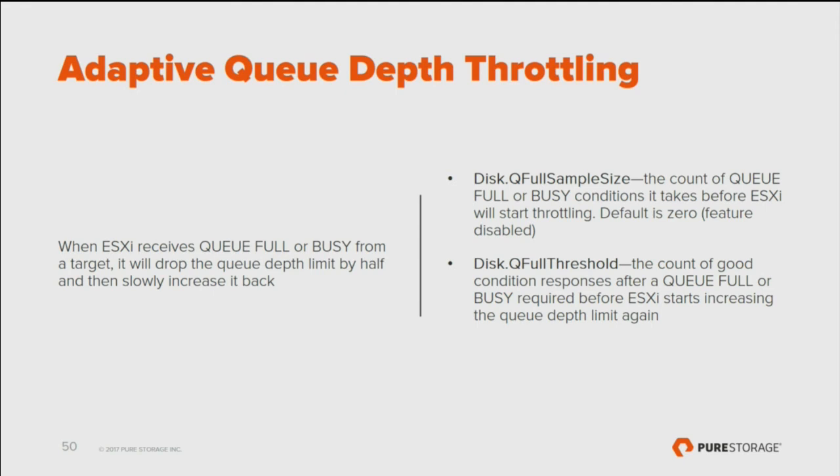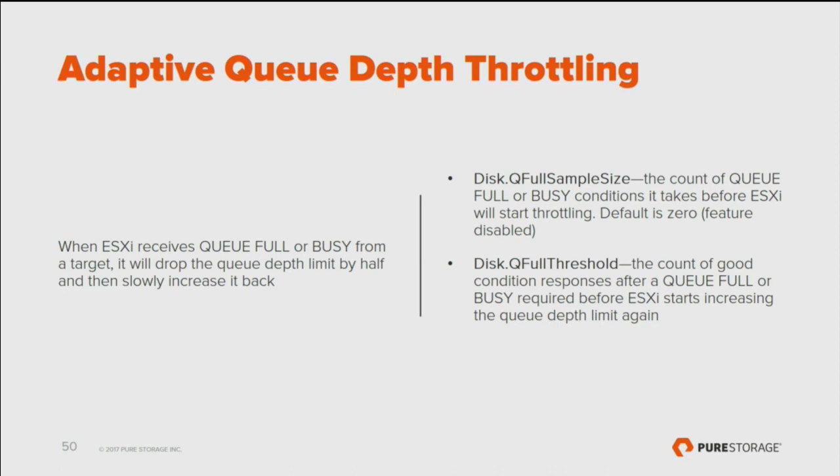Queue full threshold is how many good responses it then gets until it starts upping it. And once it gets so many good responses, it slowly increases that queue depth back to the original limit that was specified by your settings and whatnot. So this is one option, right? You could open everything up and then have queue full control it.